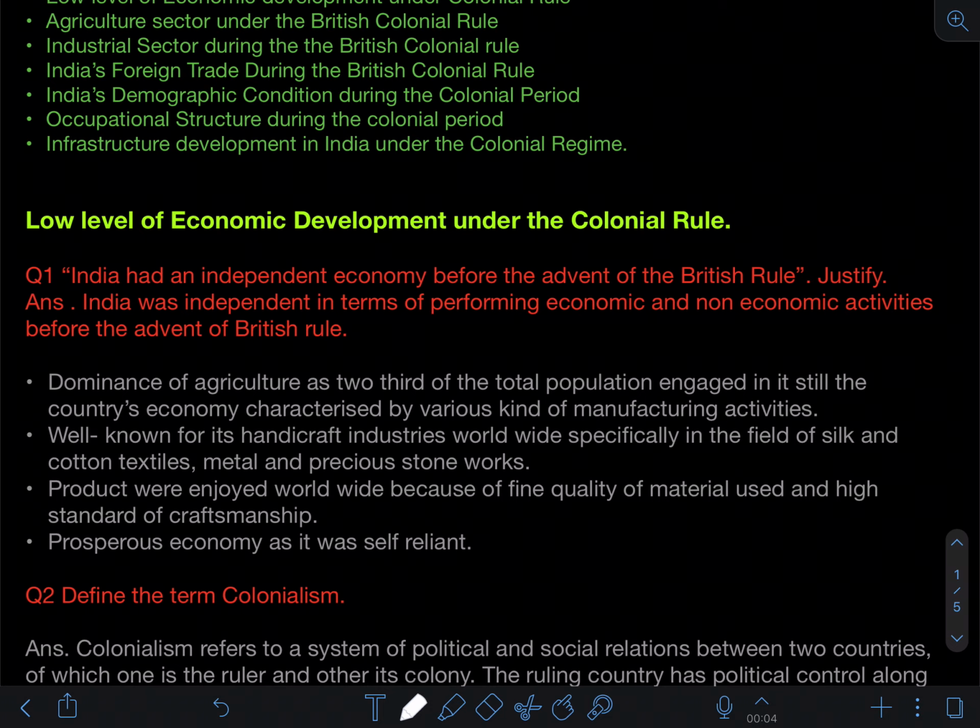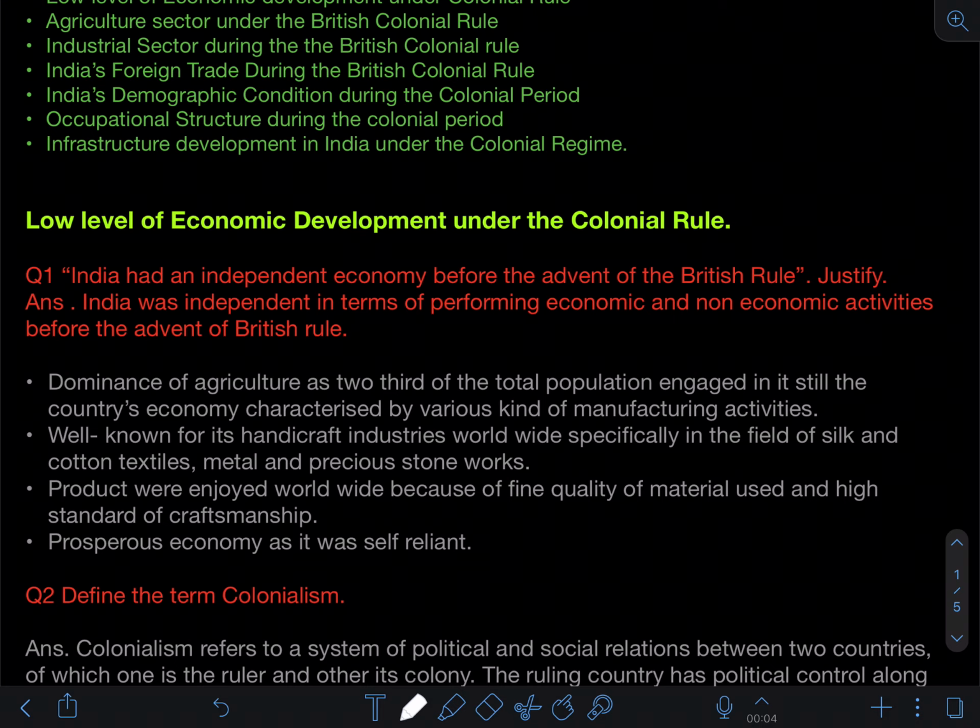How were we free? Clearly, if you see the available data, there was a dominance of agriculture, where two-thirds of the total population was engaged in it. Still, the country's economy was characterized by various kinds of manufacturing activities. We were always a country where the dominance of agriculture is high, where the inclination of the people towards agriculture is very high. Even at that point of time, two-thirds of the population was engaged in agricultural activity. But yes, there were certain signs of manufacturing activity as well.